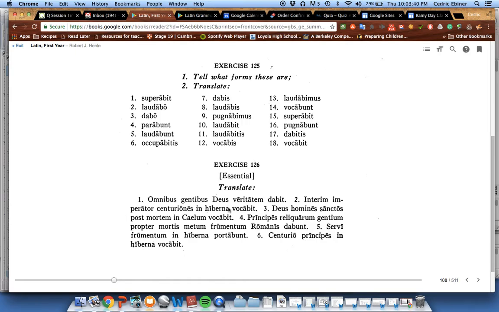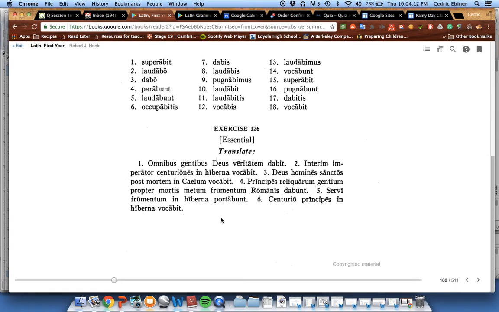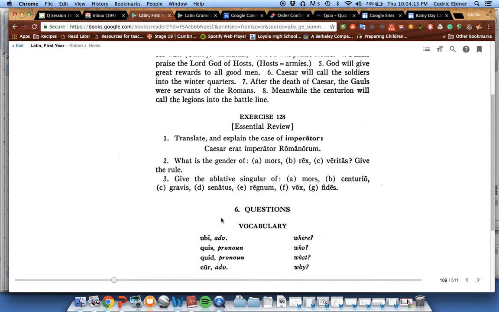Sentences right here to translate. Let's look at exercise 126, just the last one, number 6. Centurio principes in hiberna vocabit. So we find our verb vocabit. Okay, it's a singular verb. So he, she, or it will call. Can we find a nominative singular for that verb? Sure we can. Centurio right here. Centurio is a centurion. So the centurion will call principes, the chieftains, okay, in hiberna, in the winter quarters or in the winter camps. All right, so any other questions about this one, let me know.